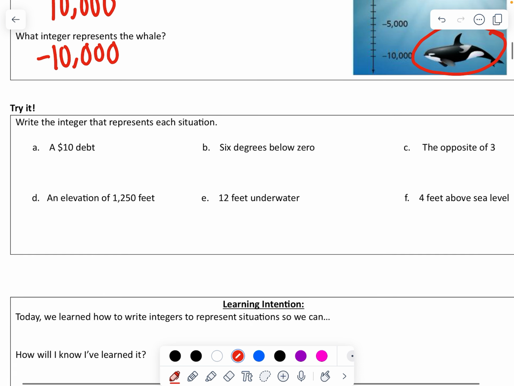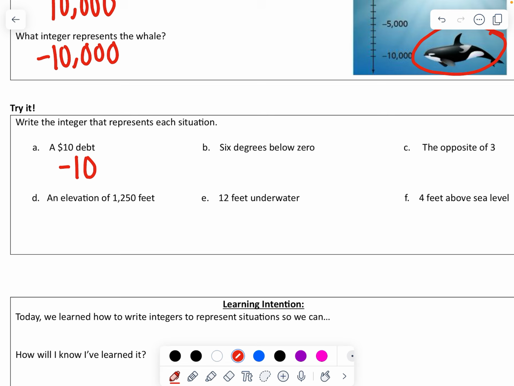On these last examples, you're going to write the integer that represents each situation. So remember, anytime it asks for integer, that's our counting numbers, their opposites, and 0. So any number you would see on a number line is an integer. So don't get confused by that. If we have a $10 debt, that means we owe someone or something $10. So we do not have that money. We're in debt, so that's a negative 10. On the flip side, if we had a profit of $10, that would mean we gained that, so it would be a positive. But when you're in debt, you are in the negatives.